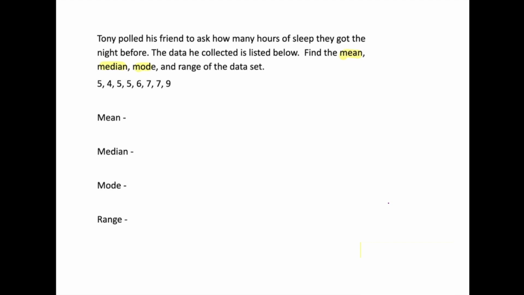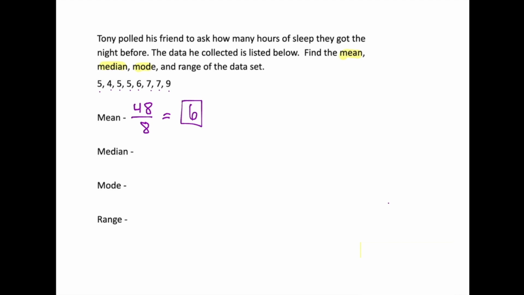Remember, when we find the mean, we add all the numbers up and then divide by how many numbers there are. Go ahead and take a moment and pause the video and add all of the numbers up. When you add the numbers up, you should have gotten 48. Then you need to divide by how many numbers there are. There are 8 numbers. So 48 divided by 8, which is 6.